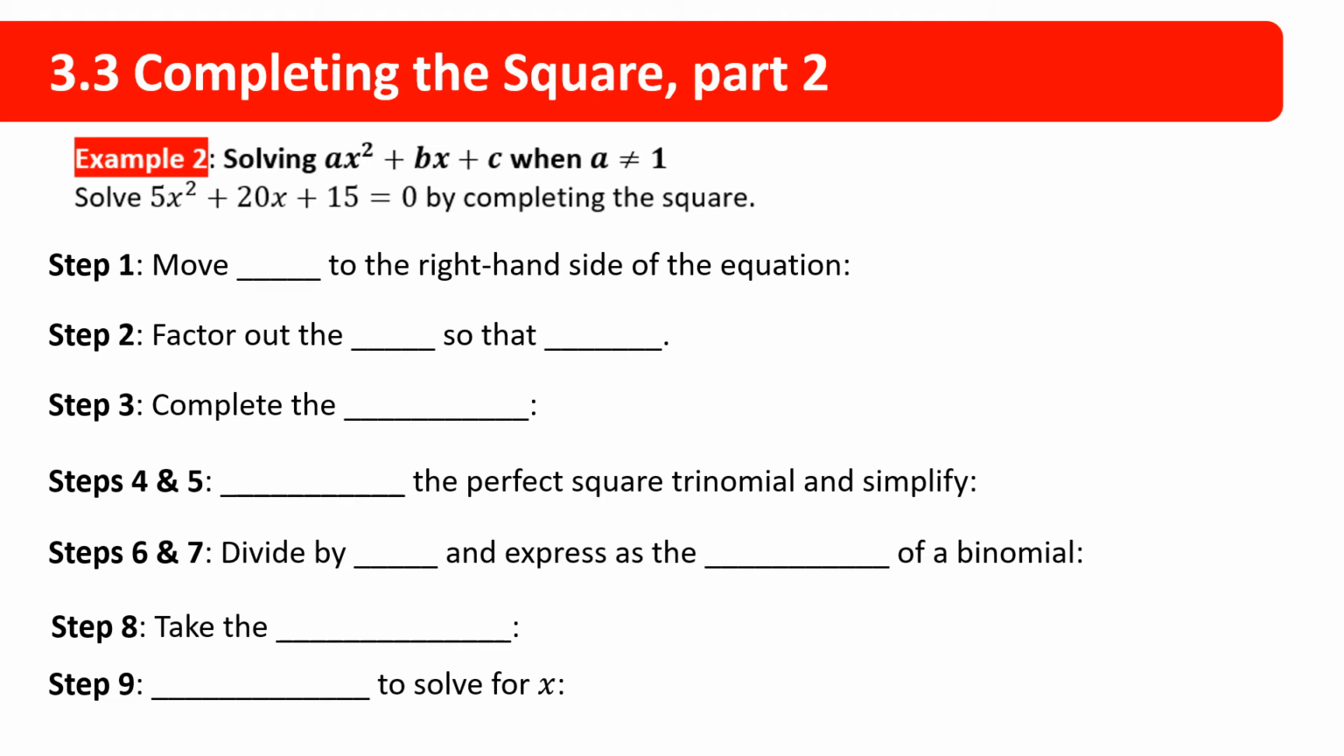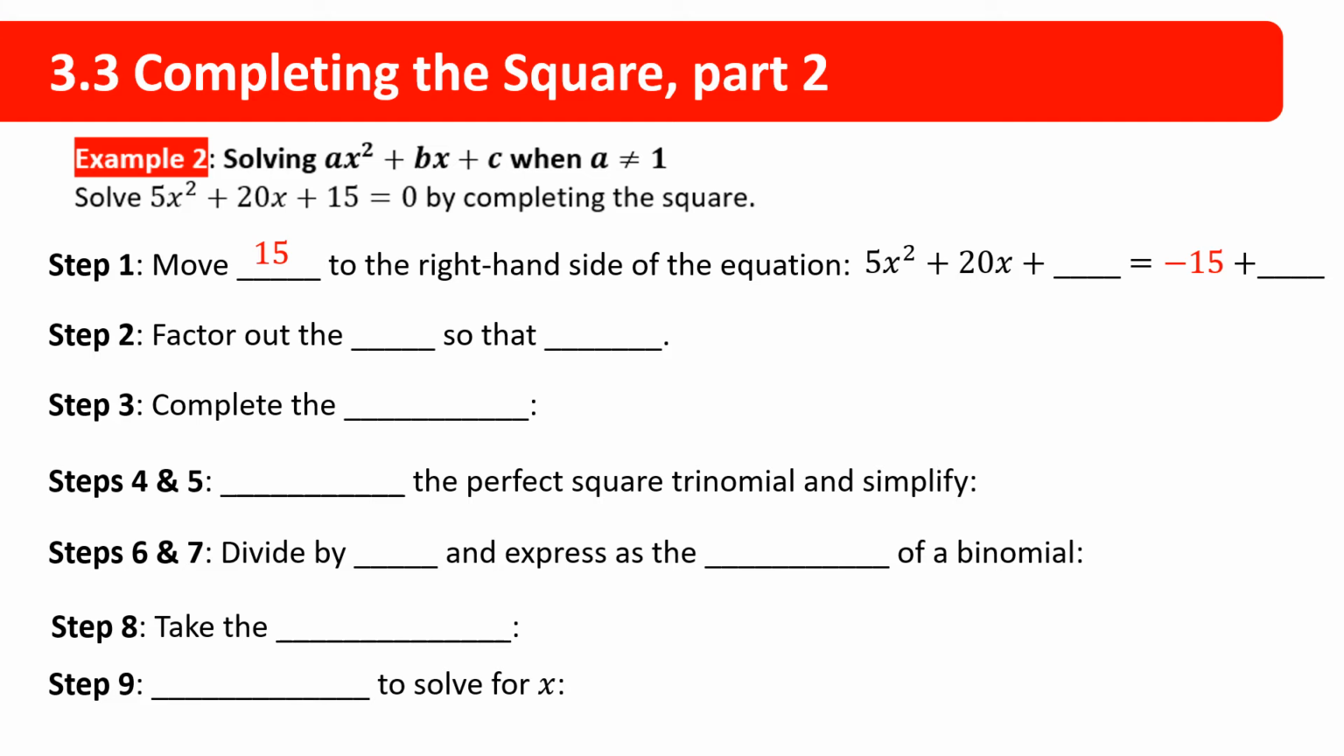In example 2, we also want to solve by completing the square, but if you notice, this time a does not equal 1. We have a 5 for our a value. In trying to do this, our first step is going to be to move the 15 to the right-hand side of the equation. So when we write that, we subtract 15, and we leave room because we know that we're going to try to create a perfect square trinomial.